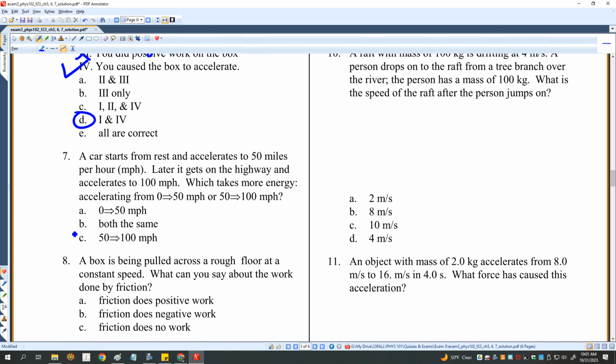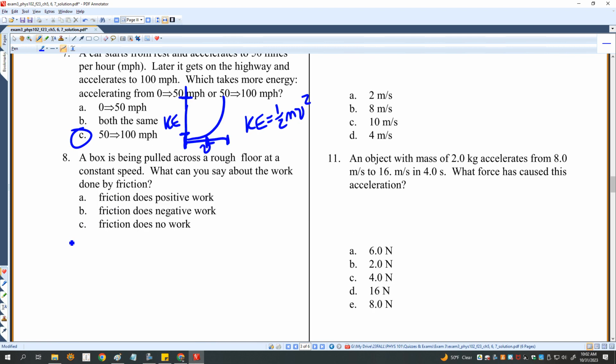Here, car goes from rest to 50 and then 50 to 100, which requires more energy. If I think about the kinetic energy and how it relates to V, remember kinetic energy is equal to 1/2 mv squared. It's a parabola. So as I move from 0 to 50, I just use this much energy. But as I go from 50 to 100, I use this much energy. It takes a lot more energy to go higher speeds.